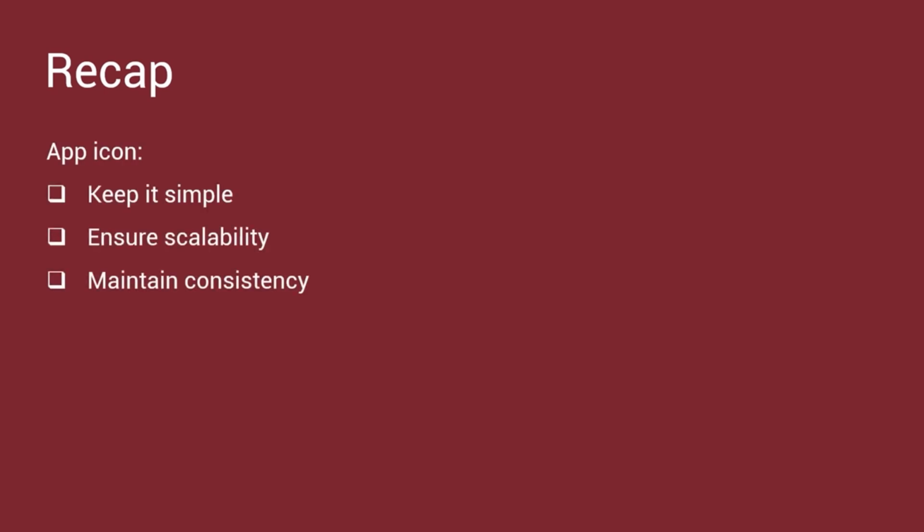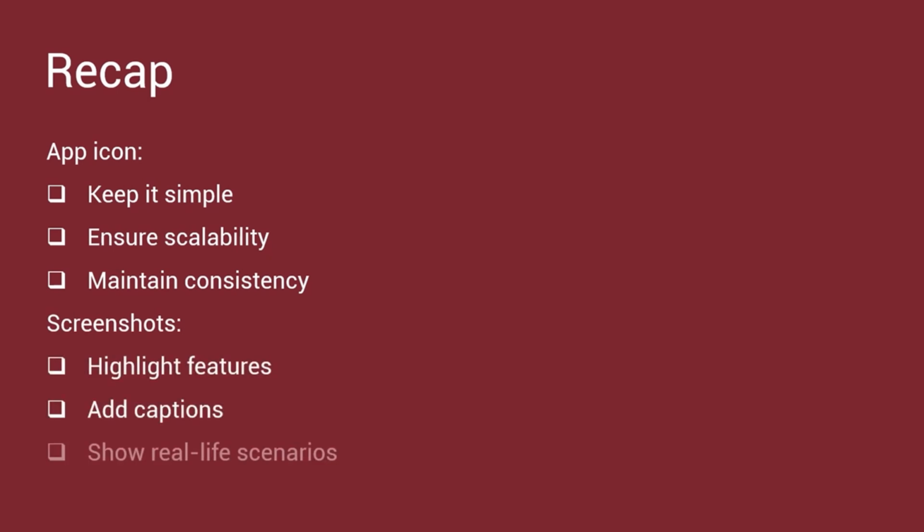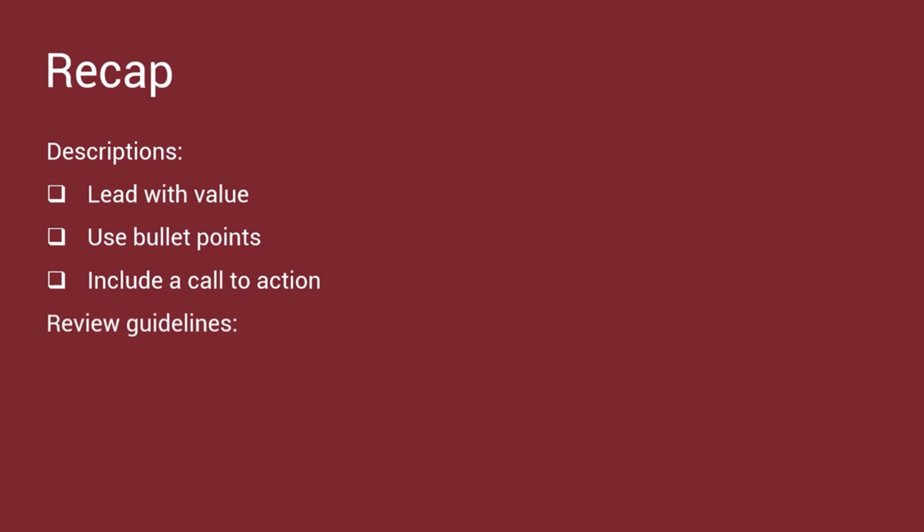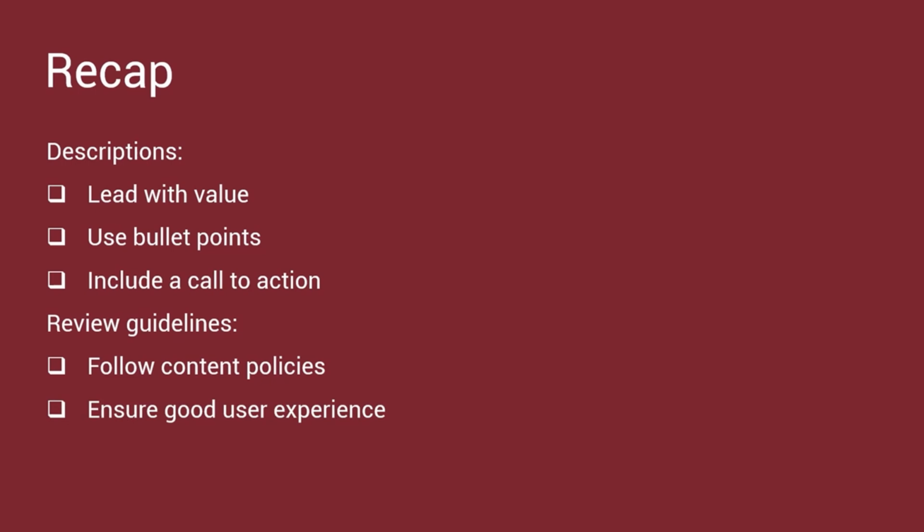Keep the app icon simple, scalable, and consistent. Screenshots highlight key features, include captions, and show real-life scenarios. Lead with value in the description. Use bullet points and include a clear call to action. Follow review guidelines to ensure content policy adherence and a good user experience.